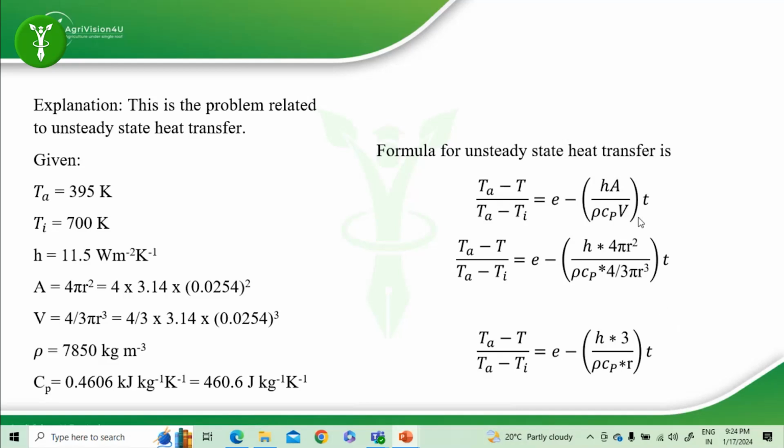Since this is a meatball, the geometry will be that of a sphere. So what is the formula for area of a sphere? It is 4 pi r square. And what is the formula for the volume of the sphere? It is 4 by 3 pi r cube. So substitute the formulas.